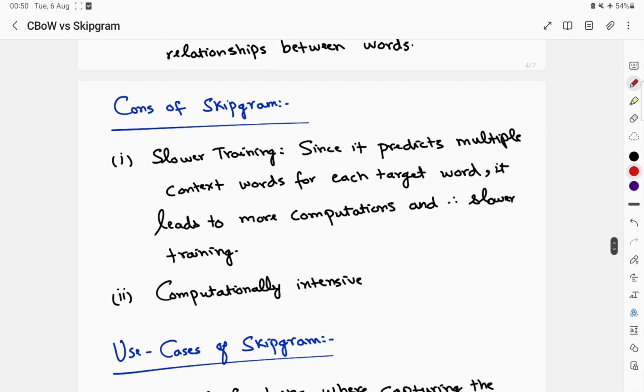There are certain disadvantages to the Skipgram approach as well. The first one is slower training. Since Skipgram predicts multiple context words for each target word, it leads to more computations and therefore a slower training time. Based on the above point, you can say that Skipgram is much more computationally intensive compared to the continuous bag of words.